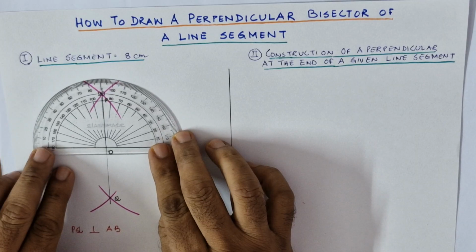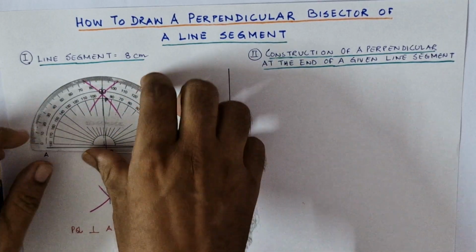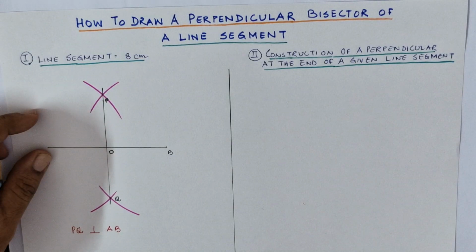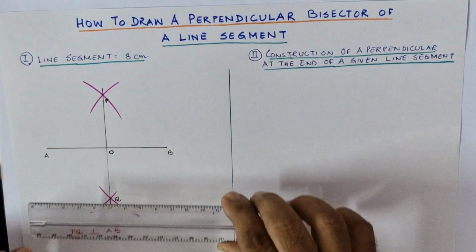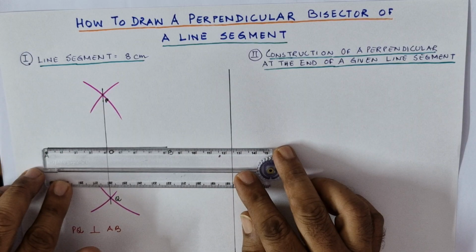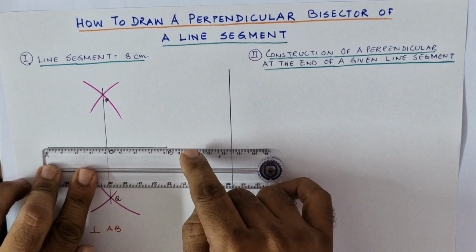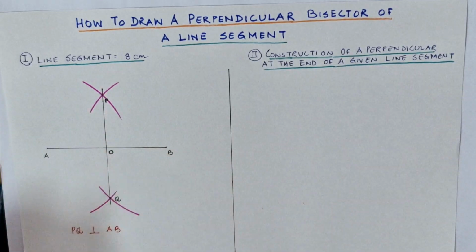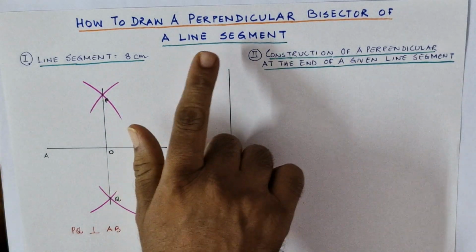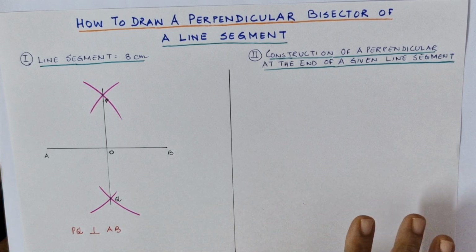So check whether it's 90 degree. See, it's 90 degree. It's correct. Now measure the two halves AO and OB, whether they are 4 centimeter each or not. So you see, each of the lengths is 4 centimeter and 4 centimeter. So this is how you can draw the perpendicular bisector of a line segment. Got it? I think it's clear.